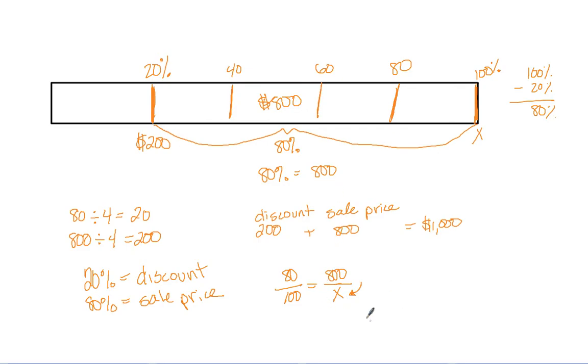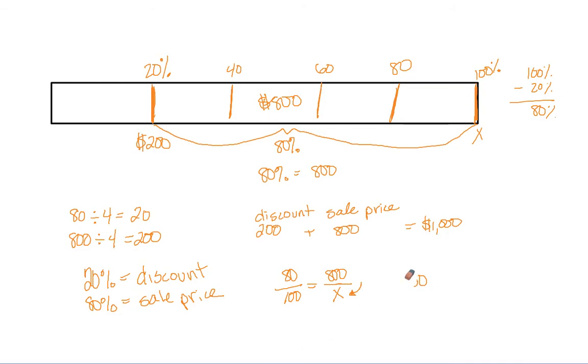Okay, and when you don't know that original price, that's where we can start to look at using a different operation. So if I have 800, what I can do, if I know how to use cross multiplication and divide, is I can do my 100 times 800 and divide by the 80.